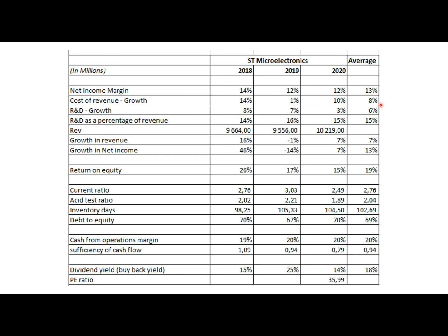R&D as a percentage of revenue is below the industry average of about 20%. Again, that makes 100% sense. A low margin industry is not really going to go all out in R&D. Not that you don't want to, but it doesn't make sense when you're operating in a very low margin industry. But the good news is that R&D as a percentage of revenue has been stable. Revenue growth is below the industry average, which is about 8%.